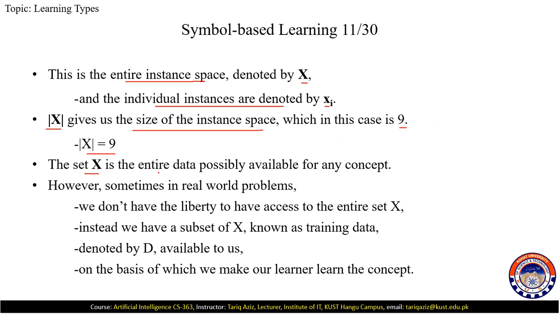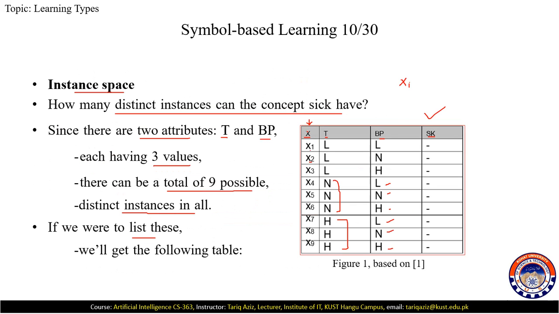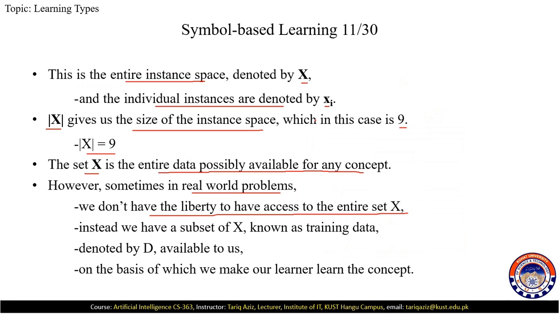Now the set x is the entire data possibly available for any concept. But it says that in real world problems we don't have the liberty to have access to the entire set x. It means that in real life we will not have this x. We will not have all the individual values of x in our real life. Okay, but if we got all these values, it would be very good for us. But here it says that instead we will have a subset of x known as training data.